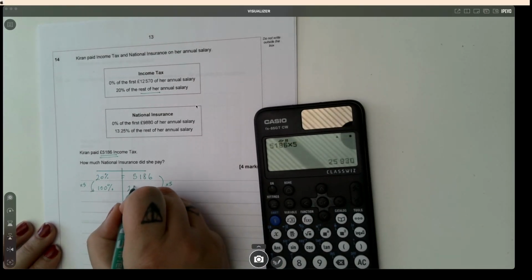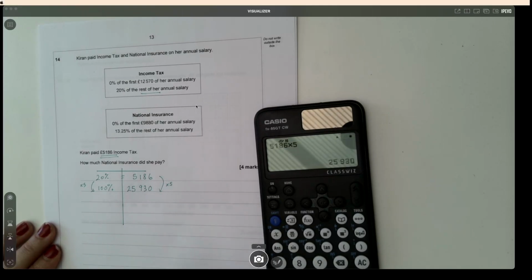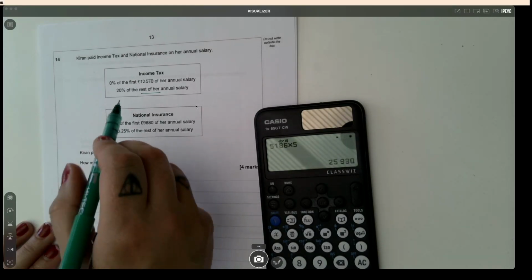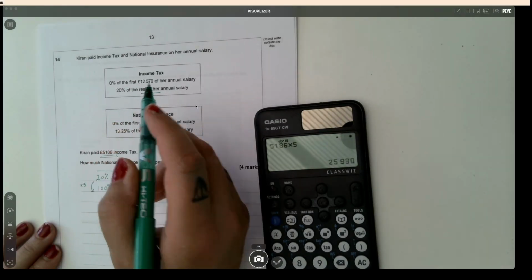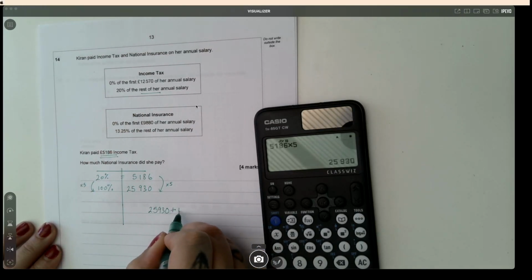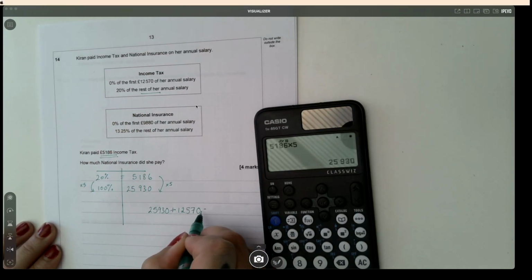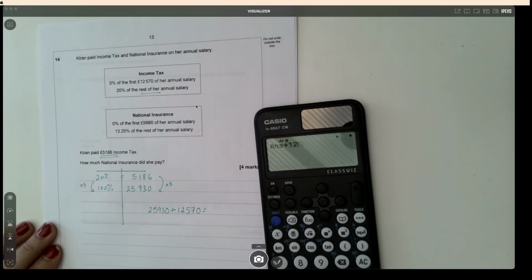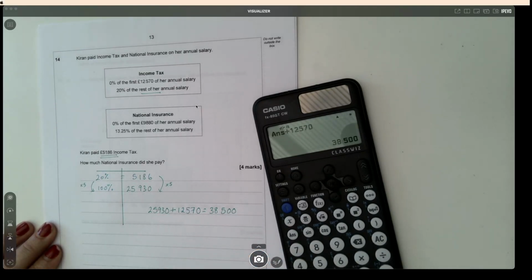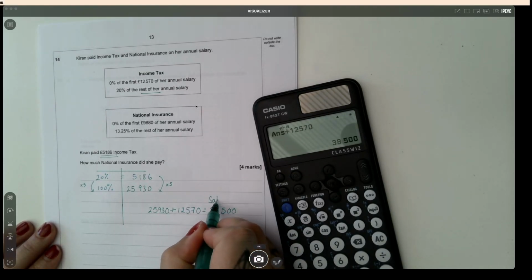So 25,930. So that's how much of her salary she paid 20% tax on, but she would have paid 0% tax on this amount. So we're going to add those two together. And this will tell us what her annual salary is. So every year she earns £38,500. So this is the salary.